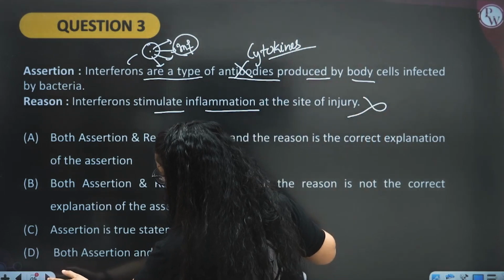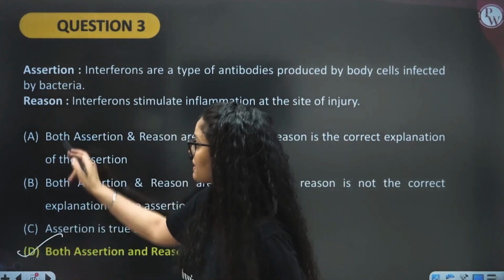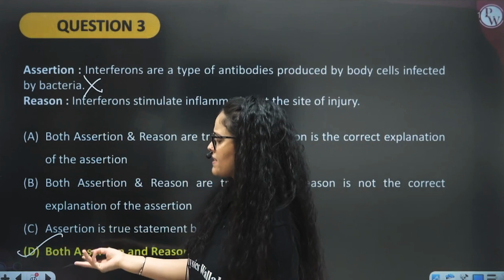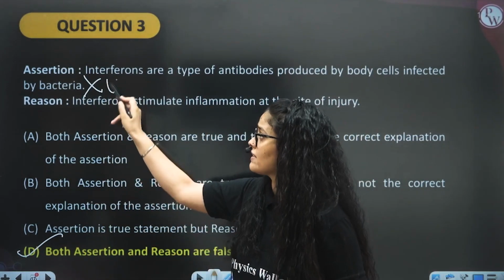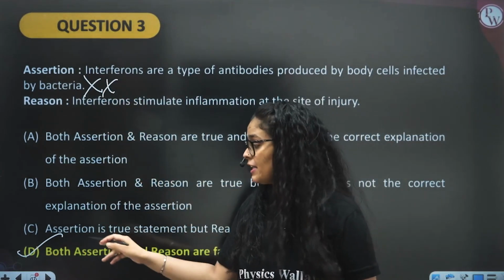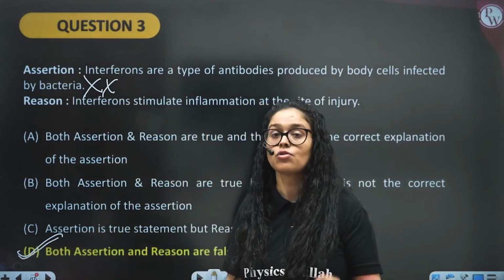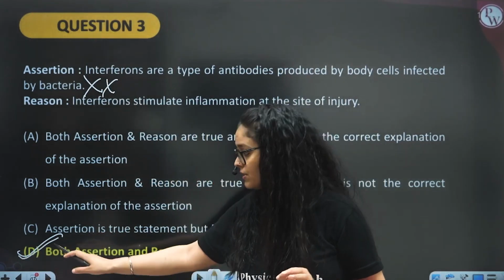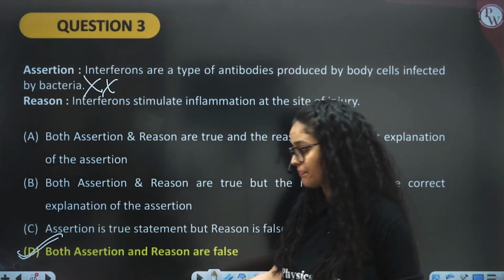So at this time, you will just go with the D option because assertion is wrong, and obviously reason is also wrong, right? So in that case, you will choose D. So whenever assertion is wrong, you will choose the D option always.